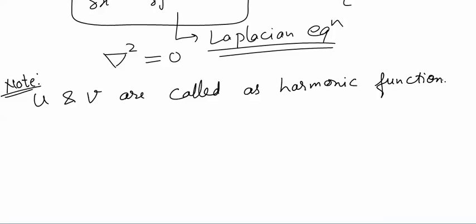Clear? Any function whose second derivatives sum to 0 will be called a harmonic function. Clear?